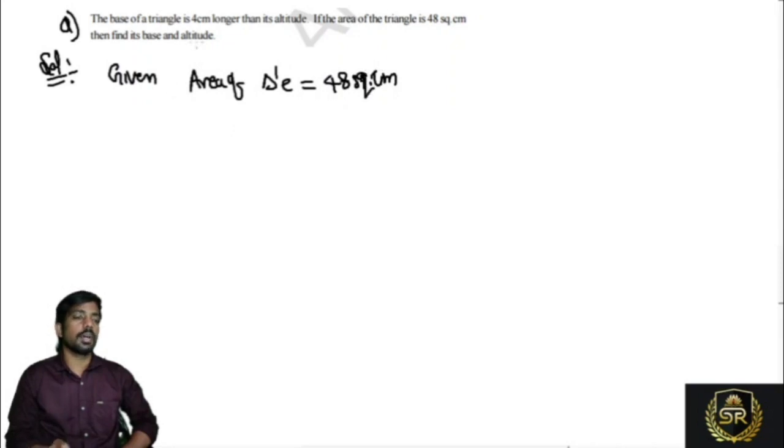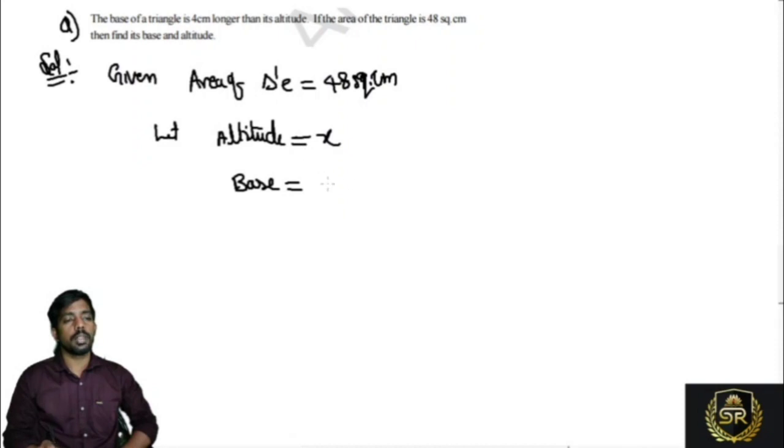So 48 square units is given. Now let the altitude or height, whatever, be x. Then the base is 4 centimeters longer when compared to the altitude, so this is the base. Next, it says find its base and altitude.